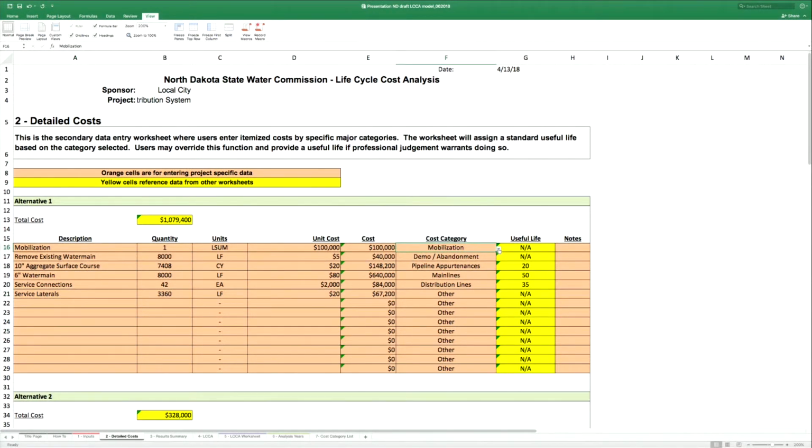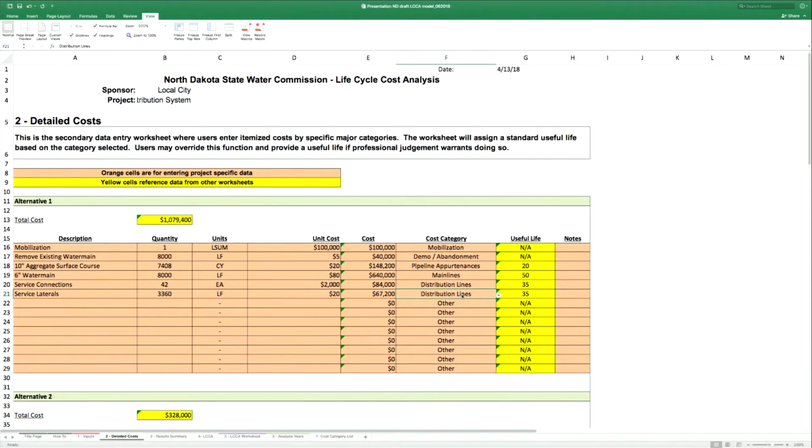All right. And then for each of these different categories, we've assigned a cost category to it. So we have a large list of cost categories here that can be selected from. For example, there is a mobilization category. We've assumed that removing the existing system falls under demo and abandonment. Pipelines, we have pipeline for the 10-inch, main lines for the 6-inch water main, distribution lines, and then we plugged this one in as other, but we probably also could have used distribution lines here. I'll go ahead and make that change here for the service laterals.